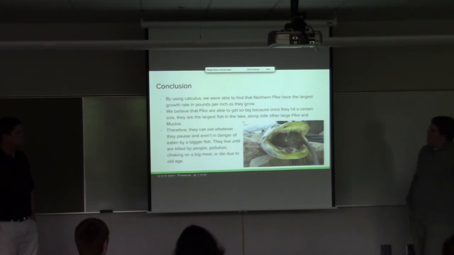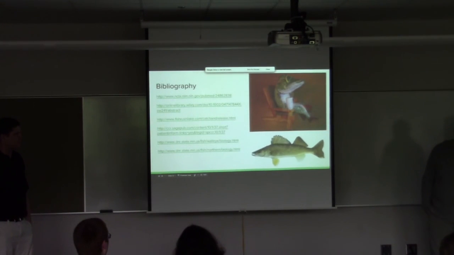So here, this is a big northern that decided to eat a muskrat and it actually choked to death because it was way too big. And that's it.